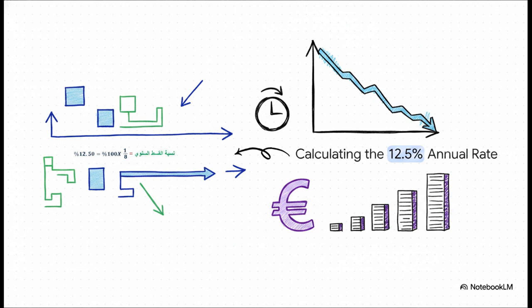And hey, just to prove the math works, if we use the rate method for those 8 years, we do 1 divided by 8 times 100, which gives us a steady 12.5% annual rate. And wouldn't you know it, 12.5% of 550,000 dinars is, once again, exactly 68,750 dinars.